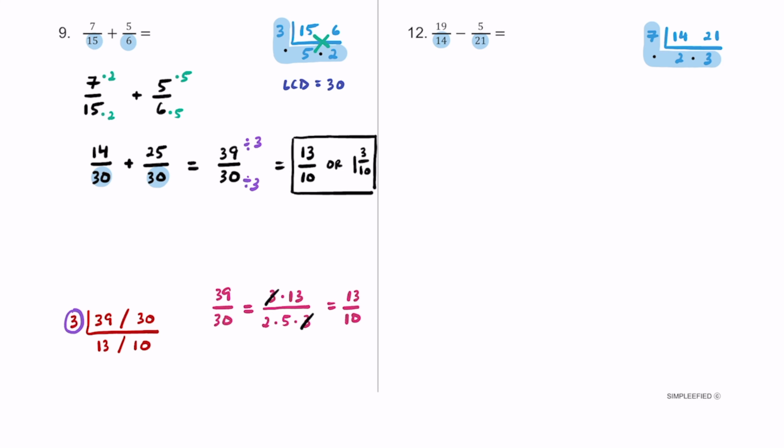7 times, let's go the other way actually. 2 times 3 is going to be 6, 6 times 7 is 42. Or you can say 21 times 2 is 42, or 14 times 3 is 42. No matter how you do it, the first time they meet is going to be at 42. Okay, let's go ahead and rewrite the fractions.